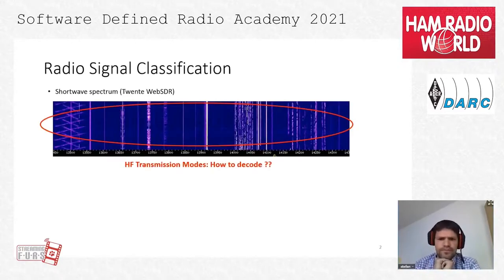So first of all, you can see a shortwave spectrum here. I've taken this from the well-known WebSDR at the University of Twente, where you can view the whole spectrum from 0 to 30 megahertz in one waterfall diagram. What you can see in this waterfall diagram is which frequencies are used. So where is somebody transmitting? What you cannot see is what the actual transmission mode is and how you can decode these signals that are there, how you need to set your demodulator or your decoder.